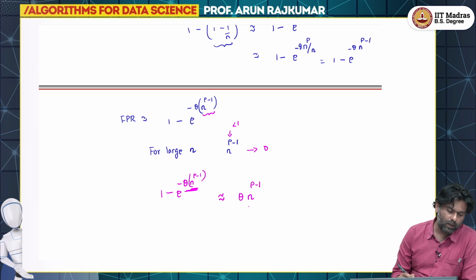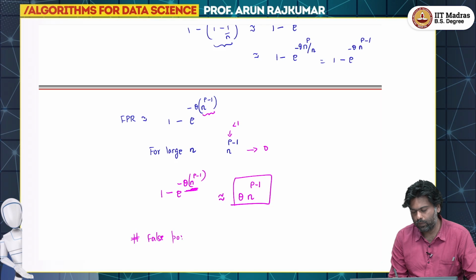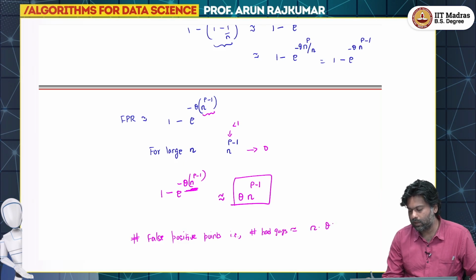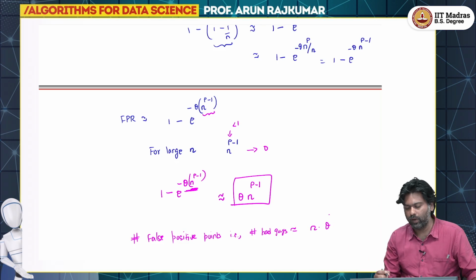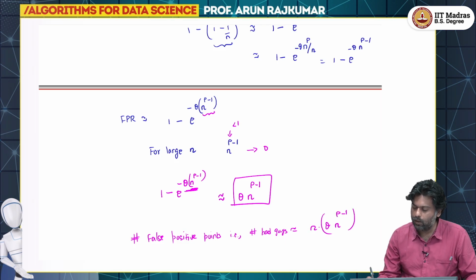So if this is our false positive rate, then the number of false positives that we expect to see, the number of bad guys, is going to be approximately n times the rate, because the total number of bad guys is of order n. The rate itself is theta n to the rho minus 1. So this is n times theta n power rho minus 1, which is approximately theta times n power rho. That's what this is going to be.